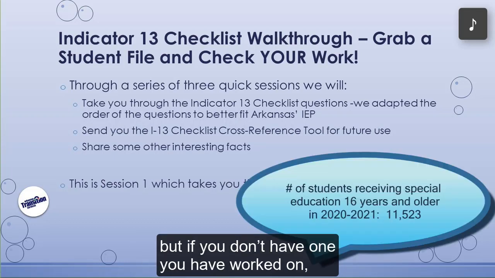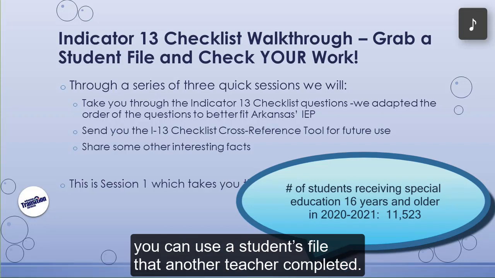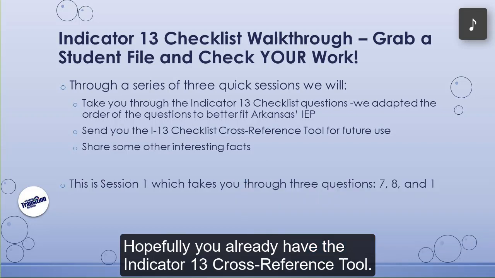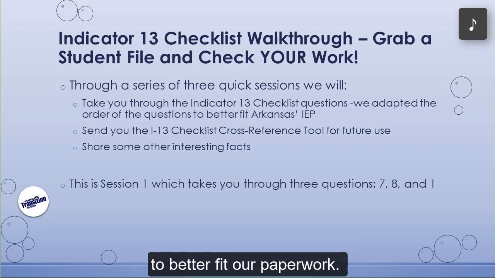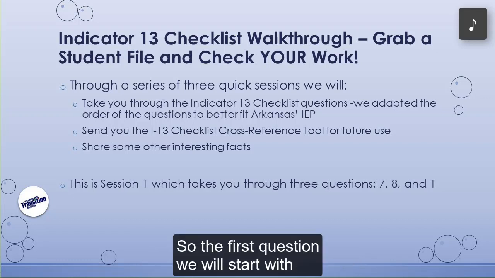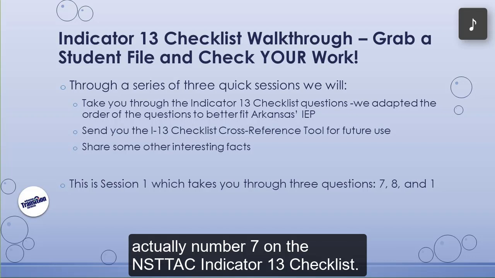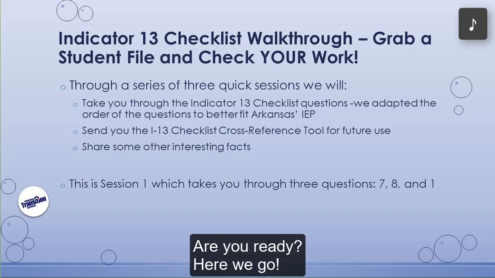Before we begin, you will need to grab a student's file, preferably one you contributed to the transition plan, so you can check your work. But if you don't have one that you've worked on, you can use a student's file that another teacher completed. Hopefully you already have the Indicator 13 cross-reference tool. You might notice we changed the order of the questions to better fit our paperwork. So the first question we will start with is actually number 7 on the NSTAC Indicator 13 checklist. Are you ready? Here we go.